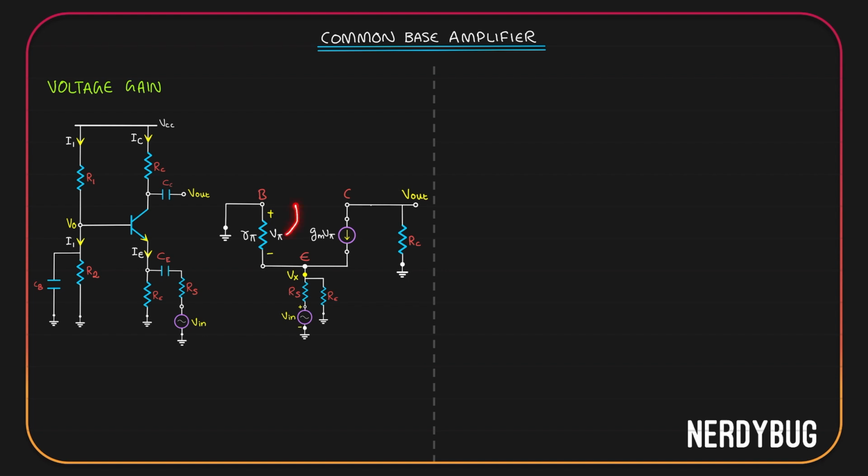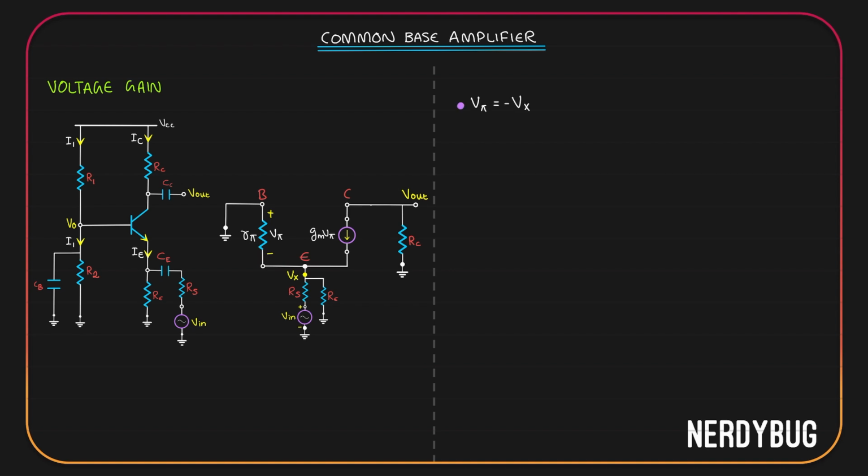If you take a look at R pi, at one end it has zero potential. At the other end it has Vx potential. So the potential across R pi is actually Vx minus 0. But potential across R pi is also V pi. For V pi we have taken positive here and negative here. So Vx is on the negative end, which means we can write Vx is actually negative of V pi.